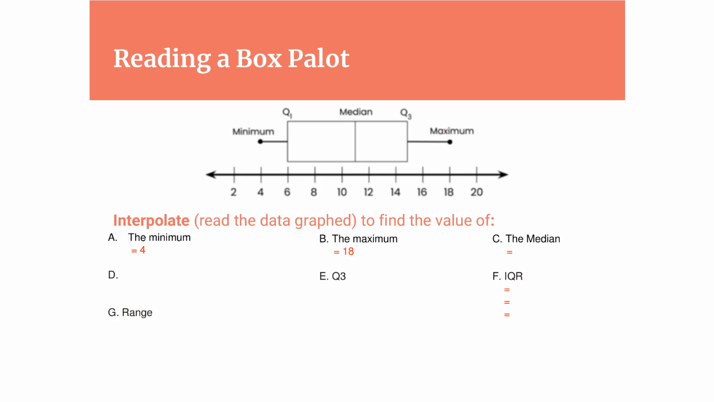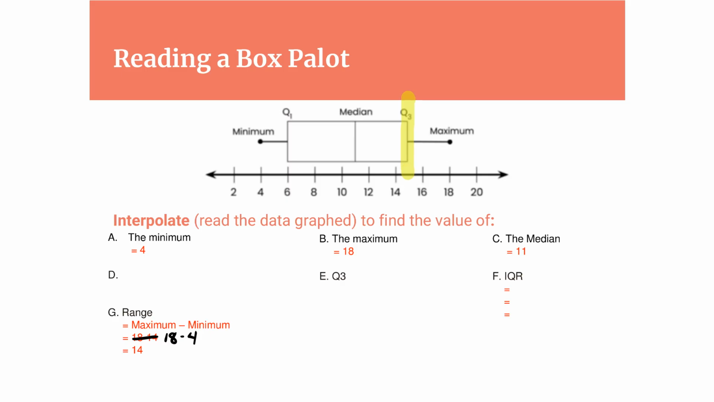Then we want to find the median. The median is by definition right in the middle of the data set, so that is at 11. Then we're looking for the range. The range means we take the maximum value and subtract the minimum from the maximum. That means we start off with 18 and subtract 4, which gives us a remainder of 14.